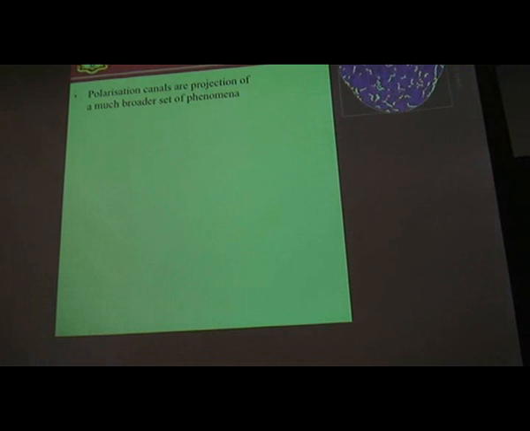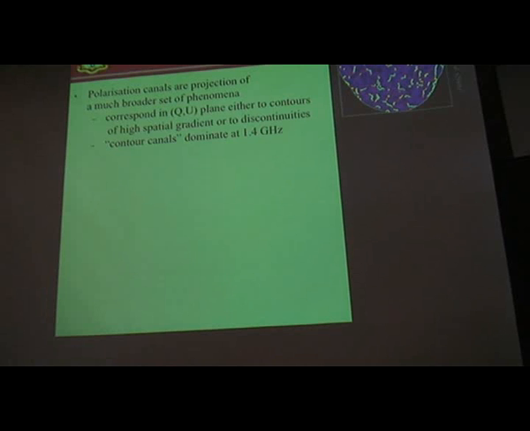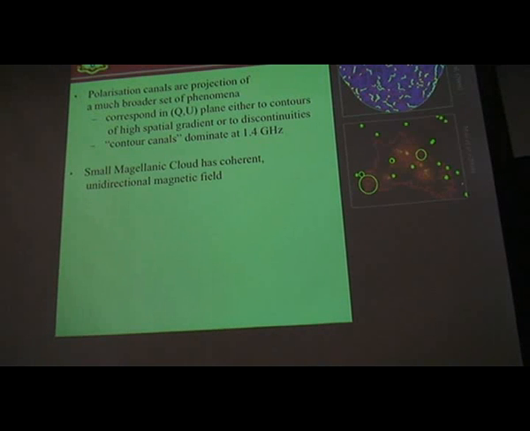So just to summarize, we believe that polarization canals are simply a single slice or projection of a much broader set of phenomena hiding in the interstellar medium. And the way that you can get at these is by looking at gradient functions of the polarization vector. Canals are either regions of high gradient or discontinuities which can show up in the third derivative. And the first of those seem to dominate at 1.4 gigahertz.